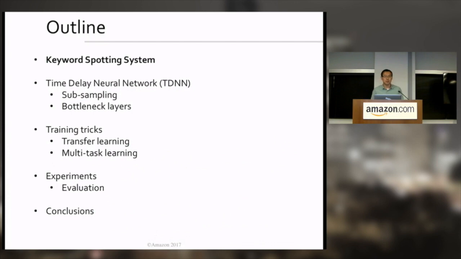My talk will have the following sections. First, I will give an introduction on the hidden Markov model-based keyword spotting system. The second part focuses on introducing the time delay neural network and how we compress this network using techniques such as subsampling of temporal connections and inserting bottleneck layers to reduce the complexity of the system. The third part summarizes our training recipes for the TDNN, including techniques like transfer learning or multitask learning. Experimental results are presented in the next section, and the last part is for the conclusion.